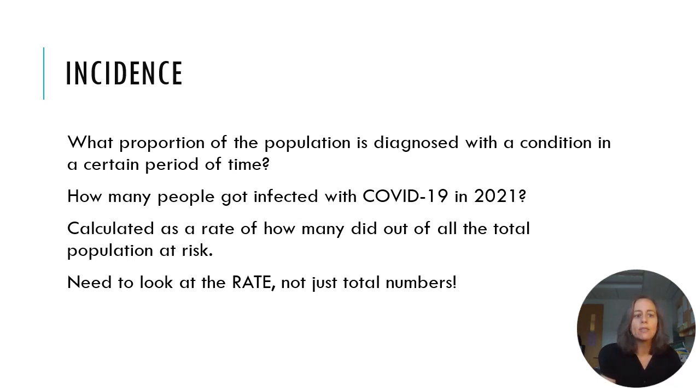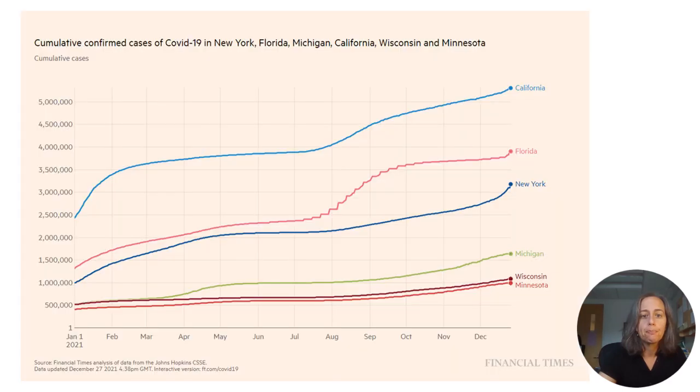So incidence, again, is what proportion of the population is diagnosed with a condition in a certain period of time. There's almost always going to be a time qualifier. Per day, per month, per week, per year? It's usually per year, but we'll see that sometimes changes. So we could say, for example, how many people got infected with COVID-19 in 2021? That was kind of a big year for COVID, so let's look at that one. Now, we want to calculate this as a rate of how many out of the total population. So it's really important to look at the rate, not just total numbers, so that we can then make comparisons. I'm going to give you an example.